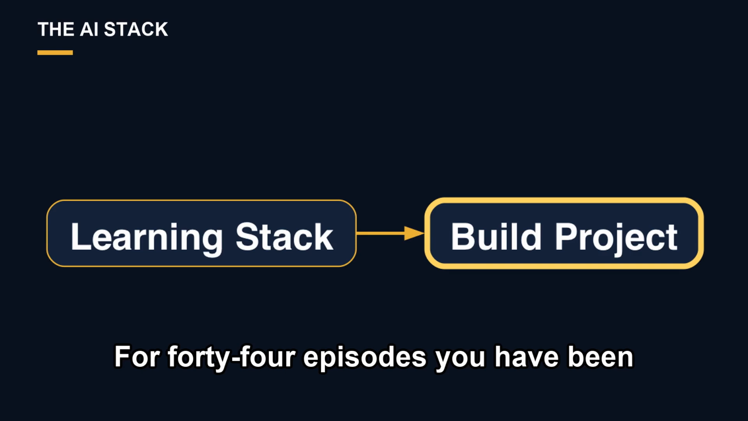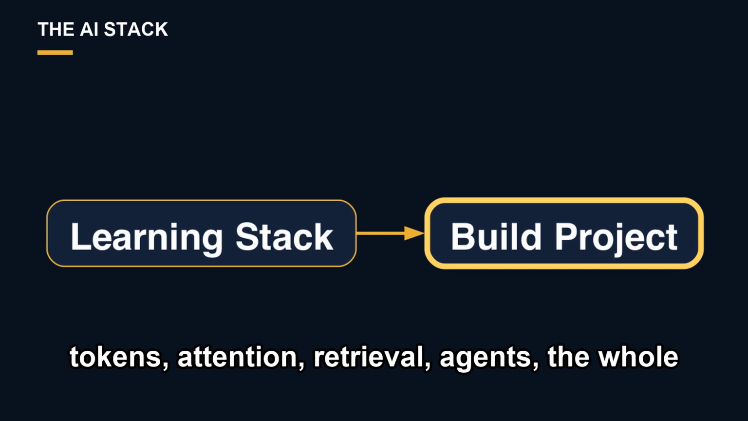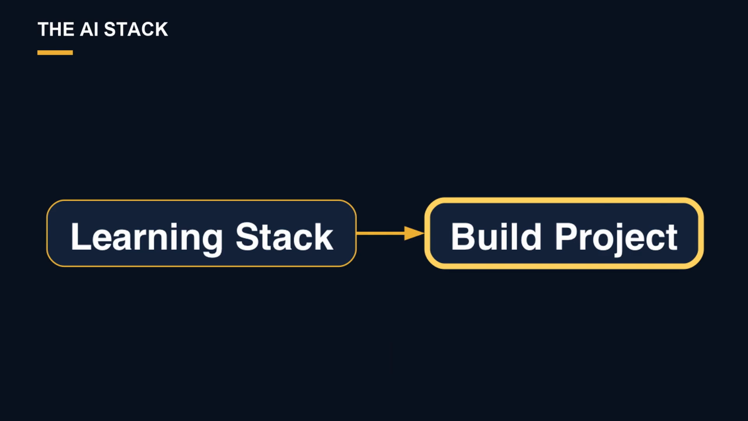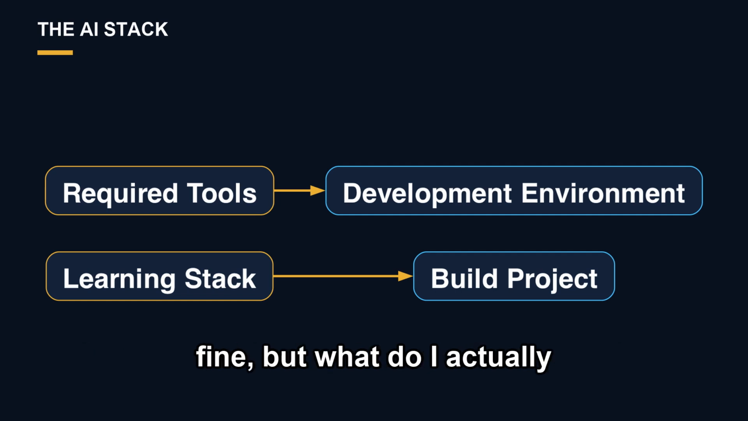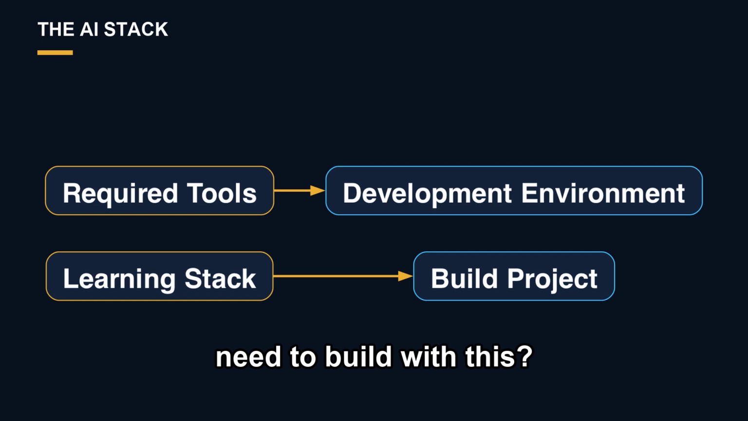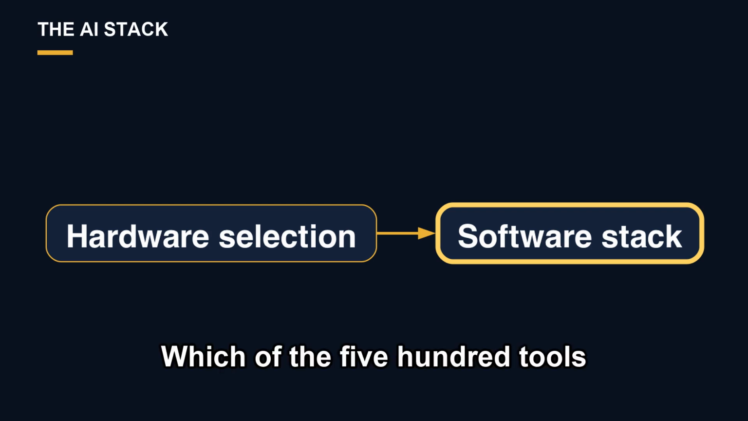For 44 episodes, you have been learning how this machinery works. Tokens, attention, retrieval, agents, the whole stack. And somewhere along the way, you have probably asked the obvious question. Fine, but what do I actually need to build with this? What computer? What software? What language? Which of the 500 tools with cute logos actually matter?